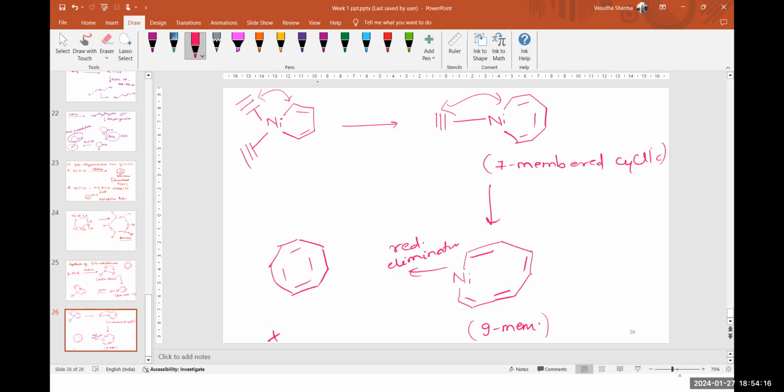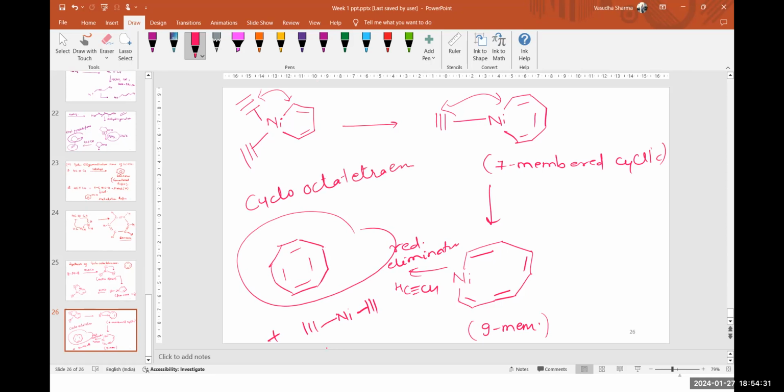and again the first product in the presence of HC triple bond CH. So this way we can synthesize cyclooctatetraene using acetylene, which is called oligomerization reactions. So these are the 4 different types of reactions that come under Reppe synthesis.